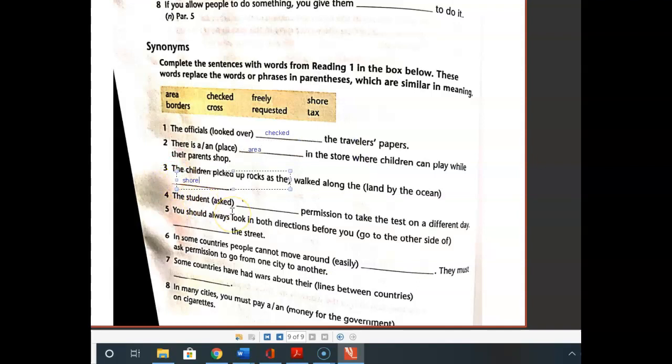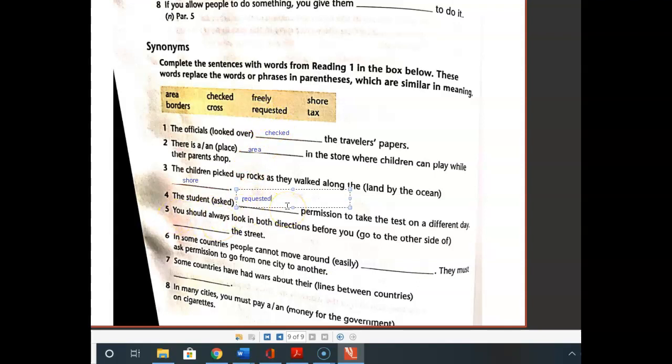The student asked permission to take the test on a different day. So here we see again another ED. We already used checked, so we could use requested. Requested permission to take the test on a different day. So request also means asked.